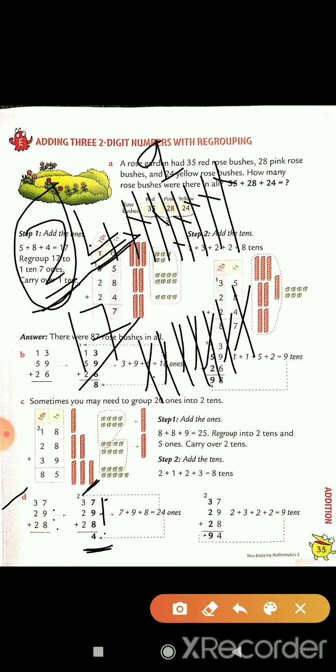Now we have to add the tens. At the place of tens, 2 which we have carried, 3, 2 and 2 are there. Now count all these lines together. 1, 2, 3, 4, 5, 6, 7, 8, 9. What did we get? 9 tens. So at the place of tens we have to write 9, and our answer is 94. Got it, students?